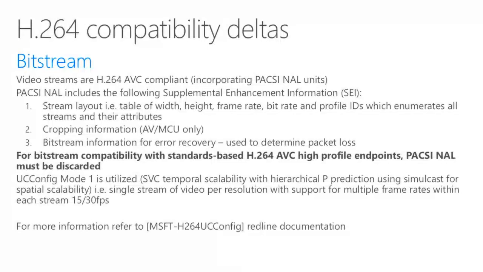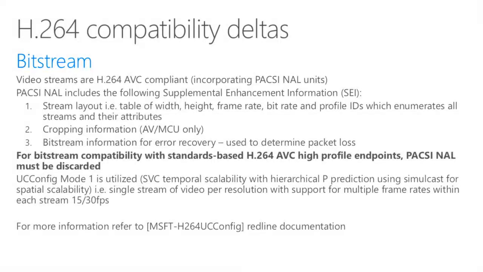And then finally, there's information that can be used for packet loss, so bitstream information for error recovery. So that's the bitstream deltas. And of course, any H.264 high-profile endpoint that you have today won't support that. And there are ways in which that information can be discarded so that it will work. And we'll go through that in a moment.